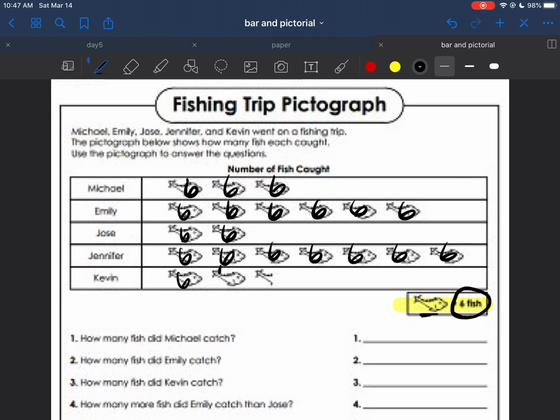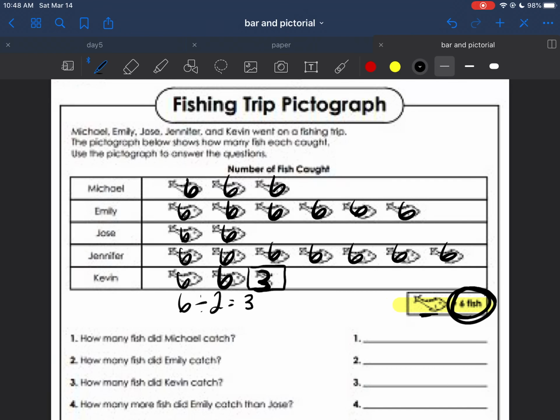The next strategy, let's look right here. In this last one, we see that we don't have a full fish, we have half of a fish. So what it's saying is that this fish is really half of what one fish equals. So if one fish equals 6, what's half of 6, or what's 6 divided by 2? And that is 3. So half of a fish really equals 3.